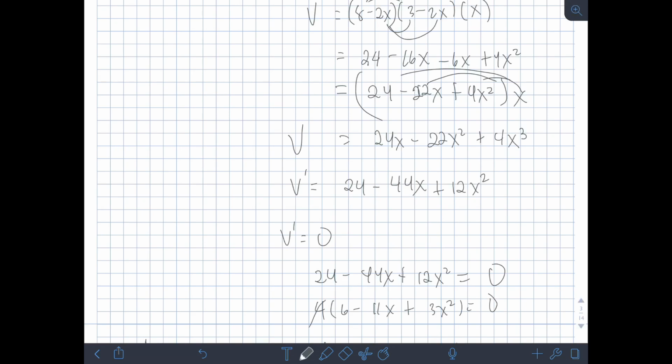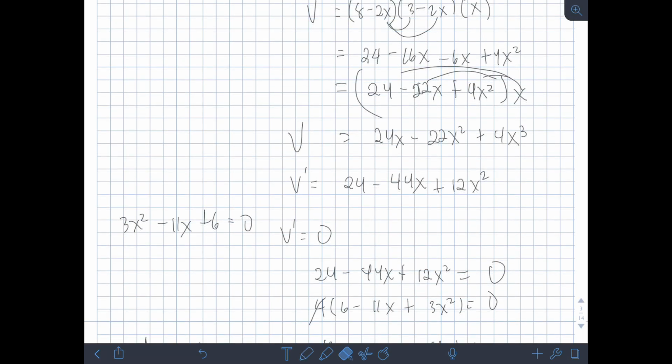So, parang makakancel na itong 4. So, we have 3x squared minus 11x plus 6 equal 0. So, binaliktad ko lang. And then, i-factor out natin tong quadratic equation. So, we have 3x minus 2 and x minus 3 equal 0. Then, equating each factor to 0. So, we have 3x minus 2 equals 0, x is equal to, transpose 2, divide both sides by 3, we have 2/3. Then, dito, x is equal to, transpose 3, 3.